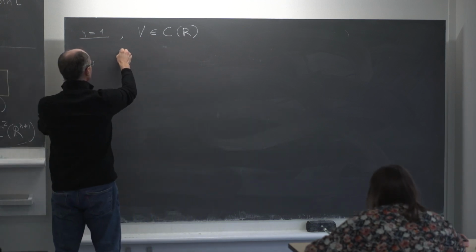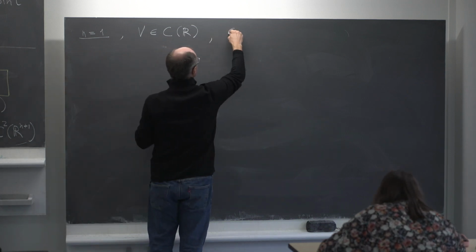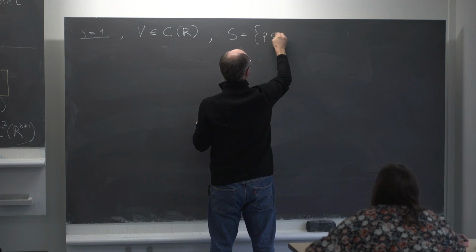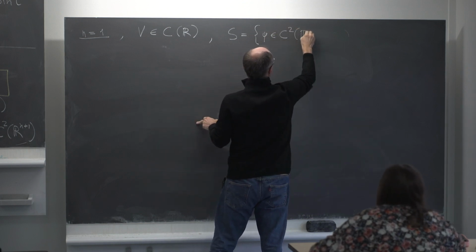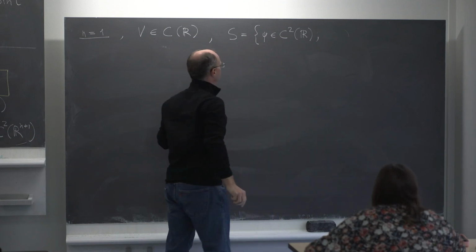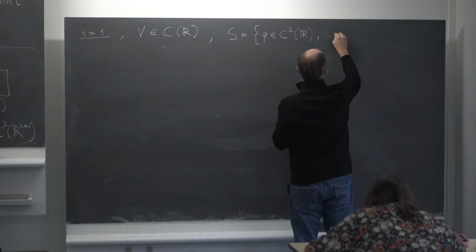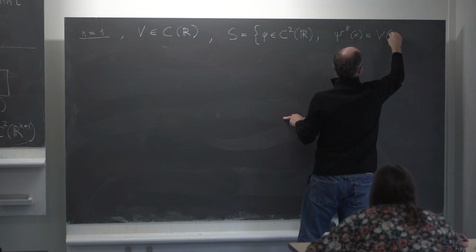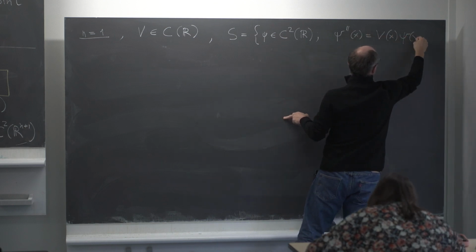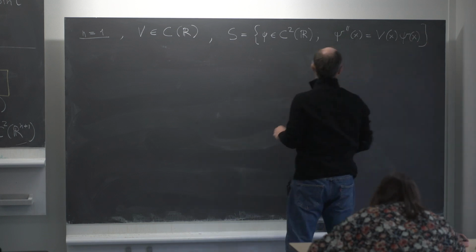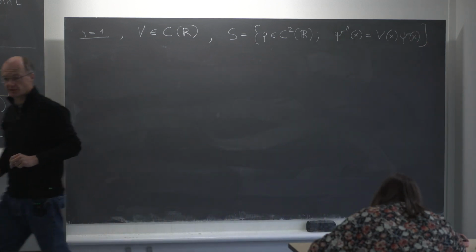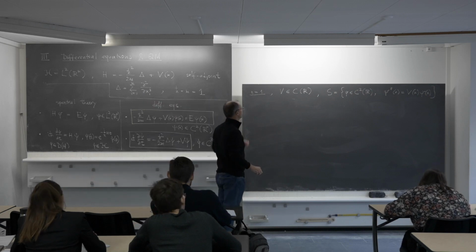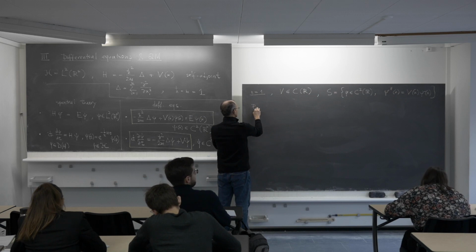So let me denote by S the set of solutions of the following differential equation. The second derivative of psi is equal to v of x times psi of x.